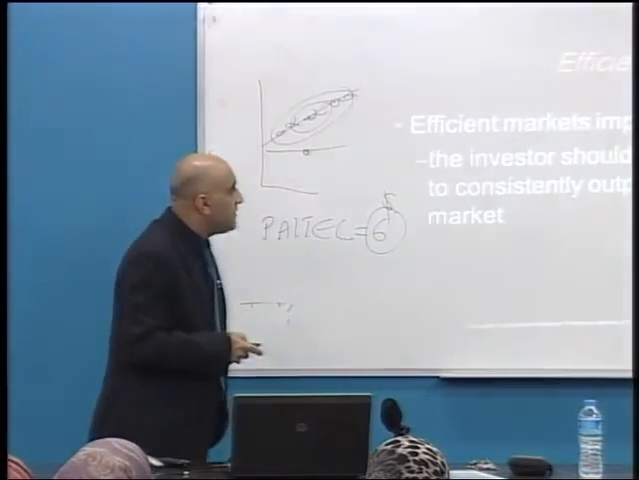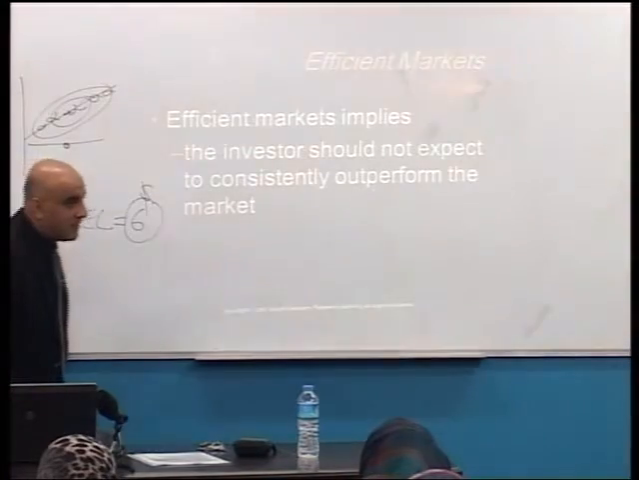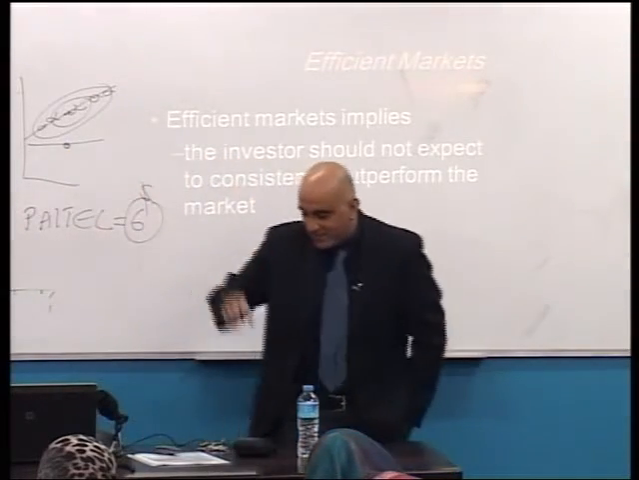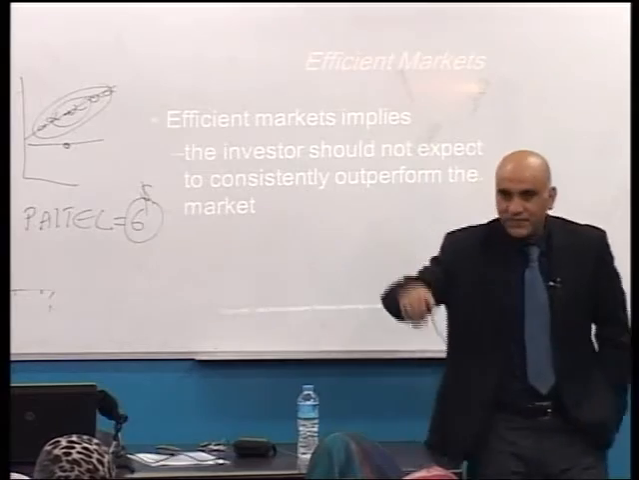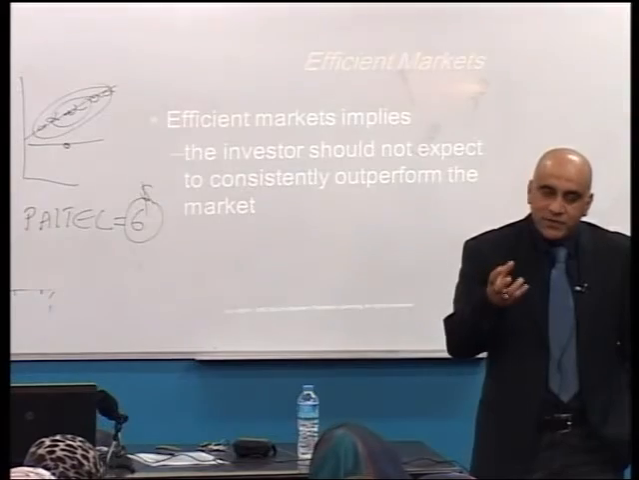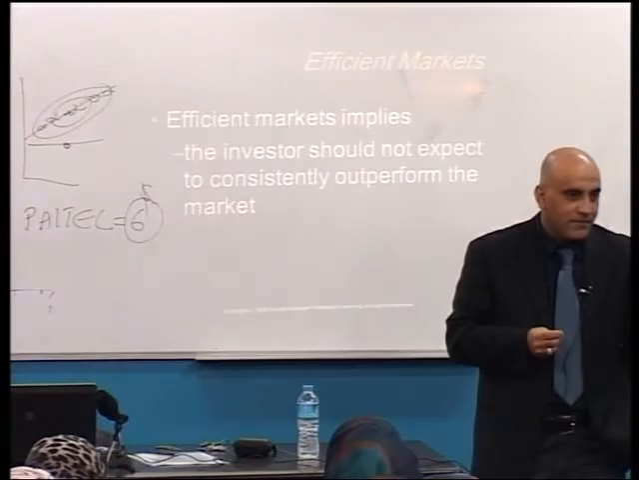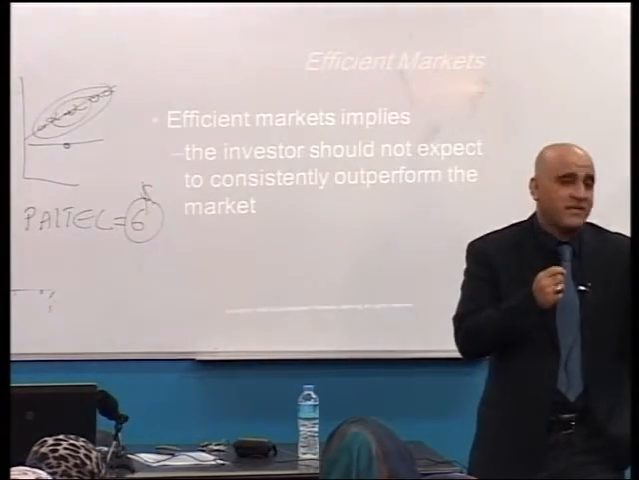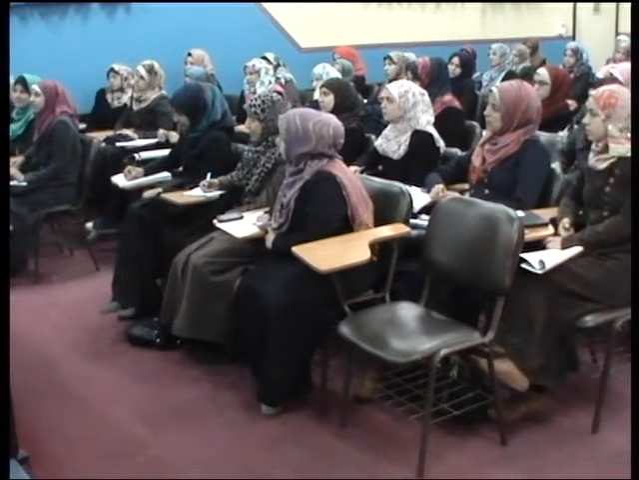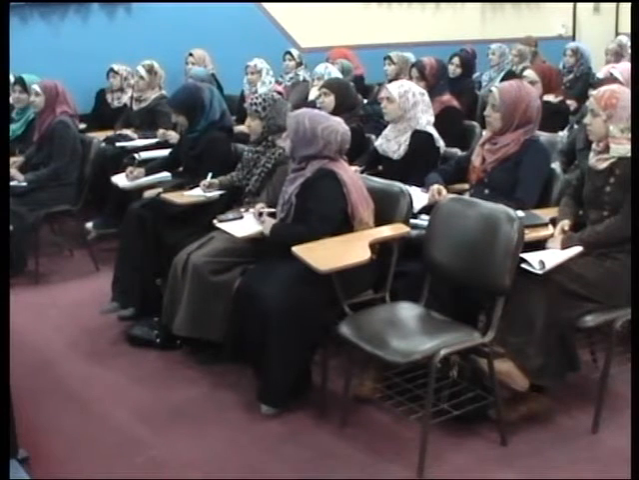Efficient market implies the investors should not expect to consistently outperform the markets. What does it mean? Let's take this very simple example. If you go fishing, what is the possibility of having a big shark? If you are a smart man or a smart woman, what is the possibility of having a big shark? 40%.